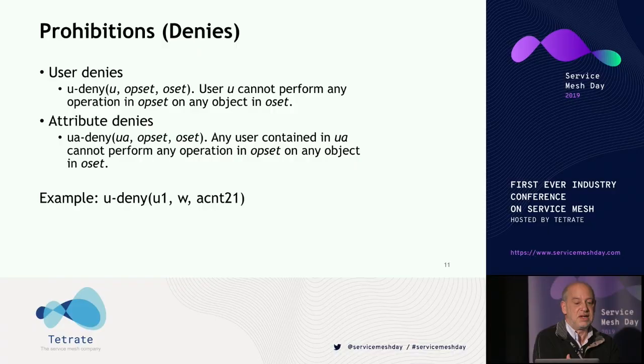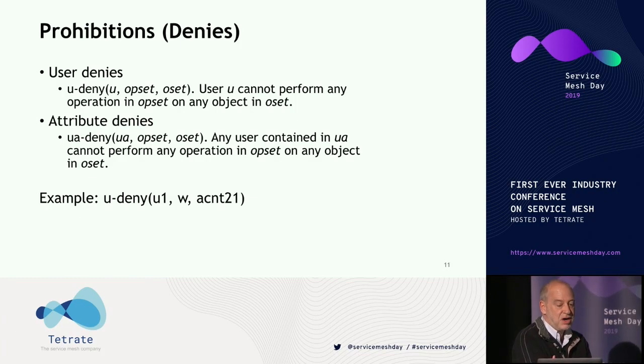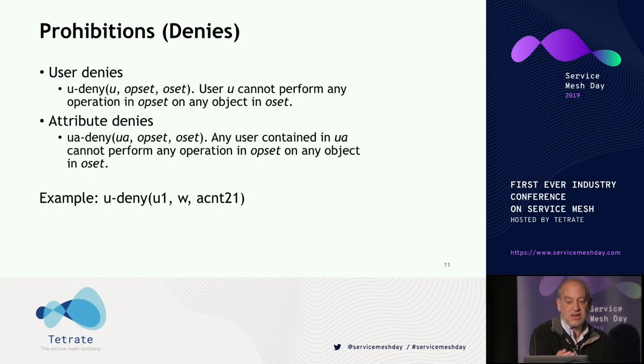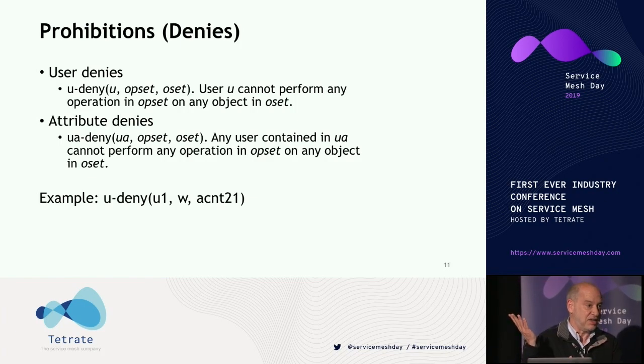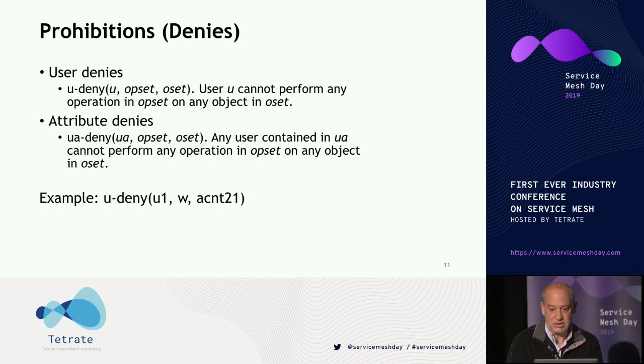Finally, there's prohibitions, and there are two types that are particularly relevant. User denies, so it's basically a user is denied the ability to perform certain operations on objects that are in an object set. We can specify that as a user deny, or it can be based on an attribute. The example here would be that, presumably, account 2-1 is user one's account, and they're a teller. So even though a teller has general access to read and write accounts, the teller is prohibited from being able to write to their own account.